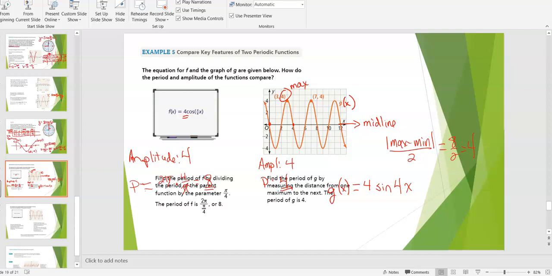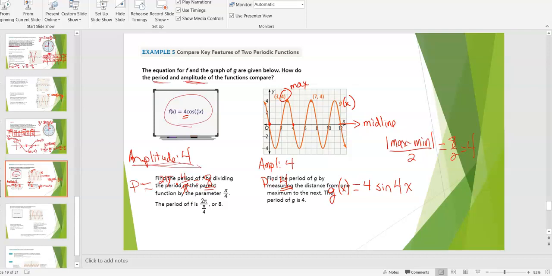So if we're looking at f of x, at this function right here, and then we're also looking at g of x, which is this graph right here, I can compare period and amplitude. And I think amplitude is the easiest one to find, so I did that first. Amplitude is the absolute value of whatever is in front of your function, cosine of blah blah blah, or sine of blah blah blah. So 4 would be the amplitude here.